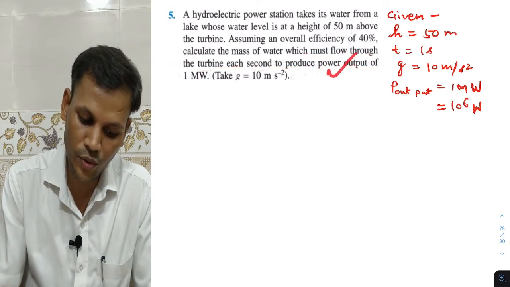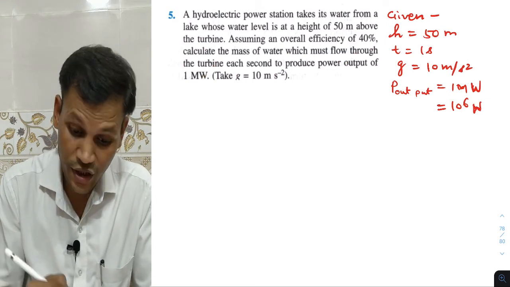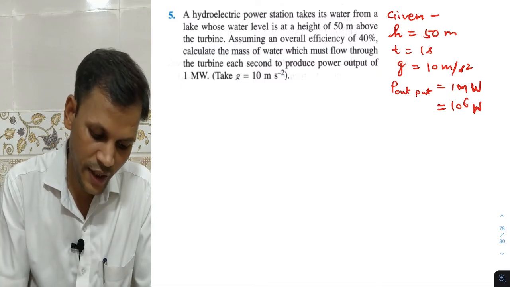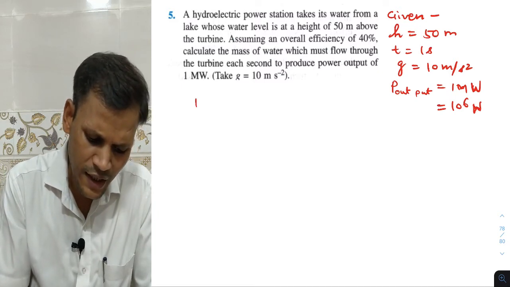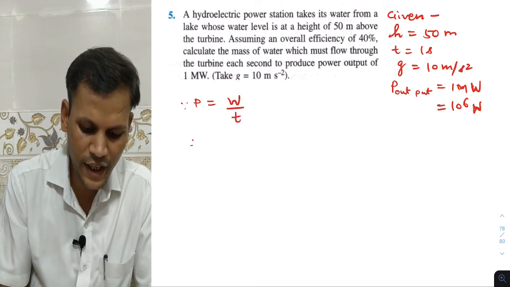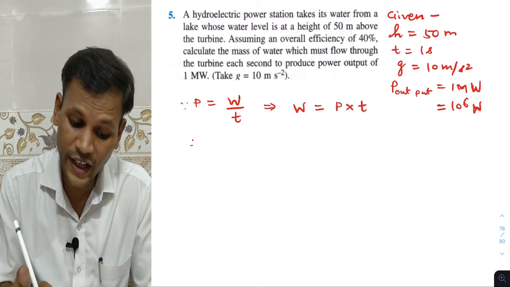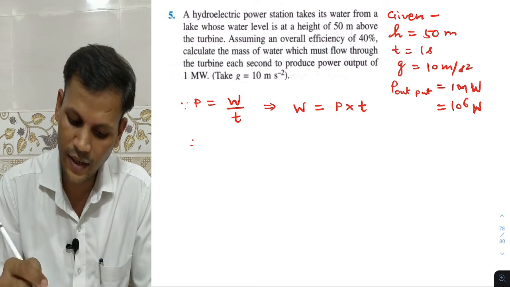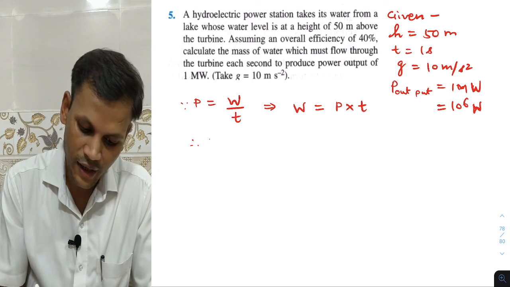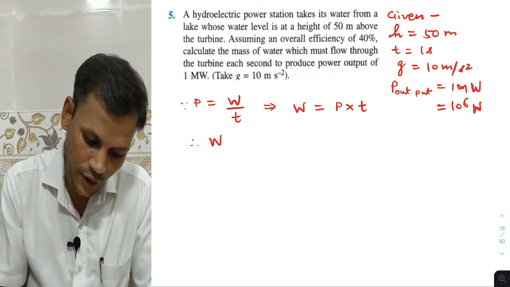Power output is given to us, so we can get the work output. First of all we will find the work output, then we will look at the work input. Since power is work done upon time, work done will be power into time, and it is given in each second, so about time we don't care. So this will be the work done, the output.